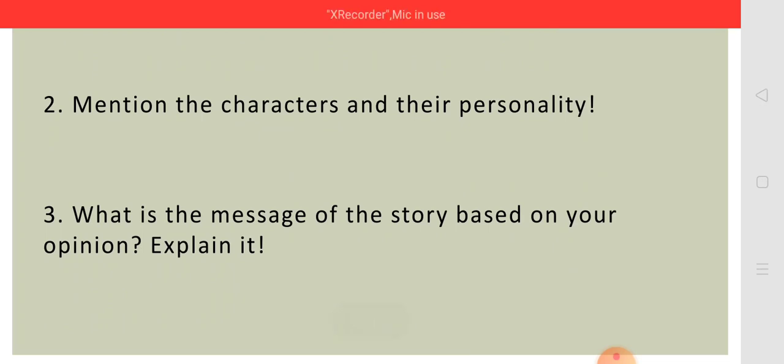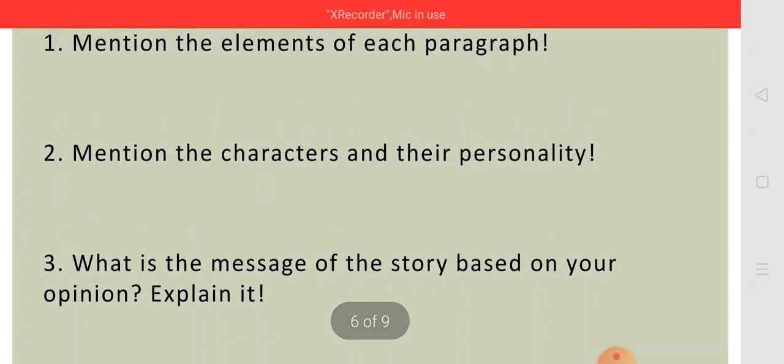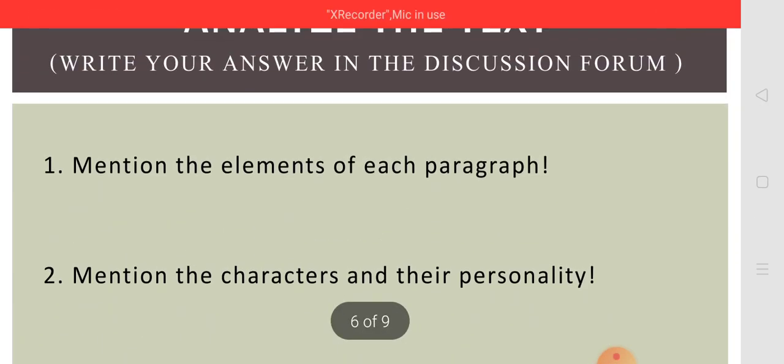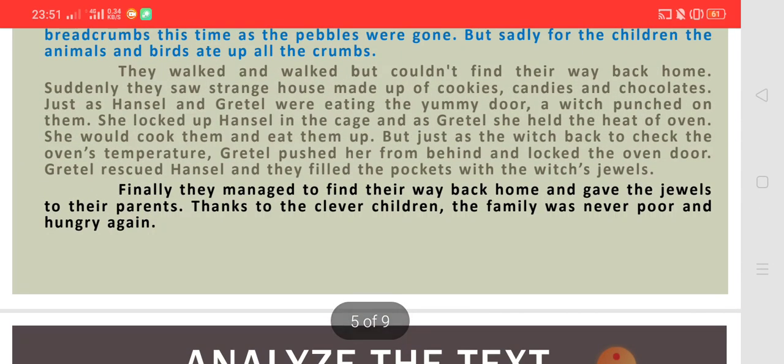The second question is to mention the characters and their personality. So please mention the characters in the narrative text or the short story that I have given to you.